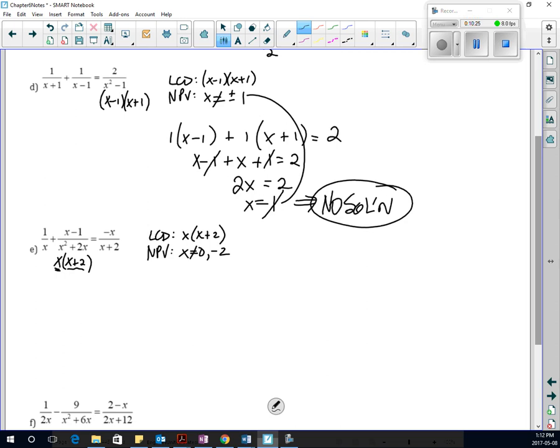So I'm going to multiply each and every term by x times x plus 2. In the first one, 1 over x, the x's cancel, and I'm left with x plus 2. In the second one, I have x minus 1, but the denominator is the LCD, so that means they all cancel.